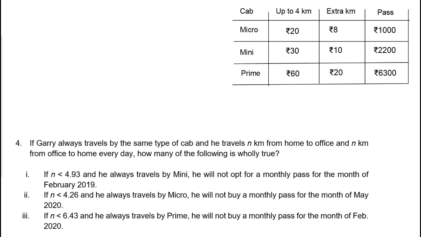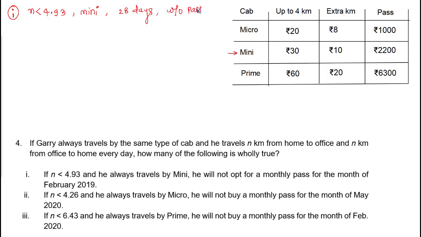The first statement talks about if n is less than 4.93 and it is a mini cab. He will not opt for the monthly pass, Feb 2019. Feb 2019 means 28 days, and he will go without pass.